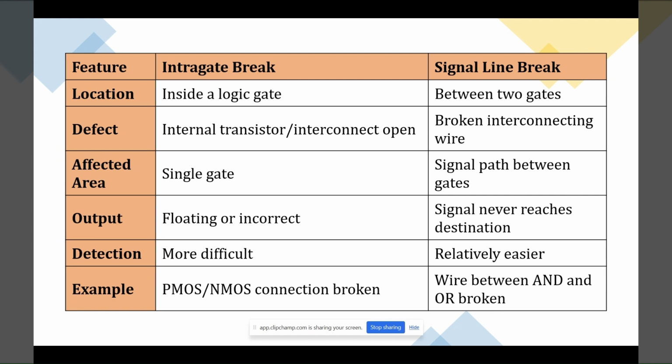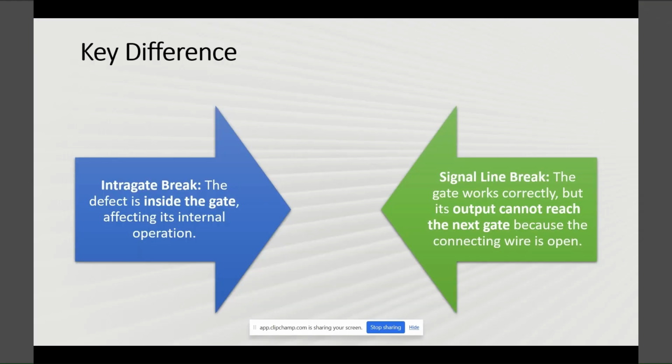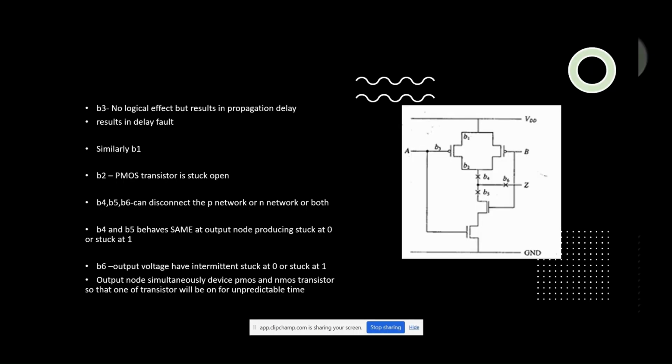The best example is a PMOS-NMOS connection broken, that is, the wire between them is broken. So the key difference: an intra-gate break is a defect inside the gate, whereas in a signal line break the output cannot reach the next gate because the connecting wire is open.